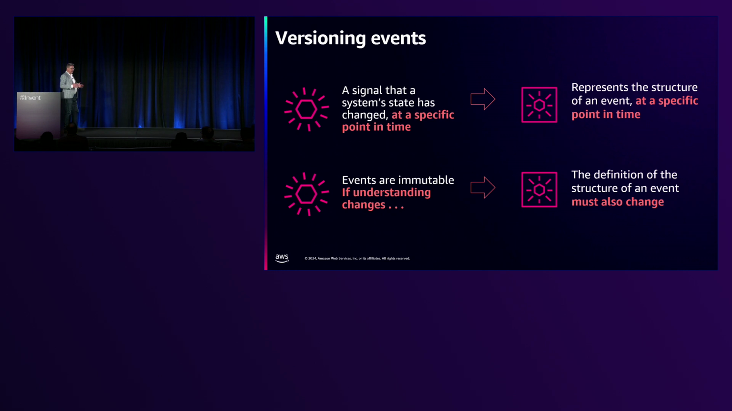Now, we've already defined the event as being a signal that a system state has changed. What's probably missing from this definition is the last bit, at a particular point in time, right? Now, if we start to think about how this is represented from a schema perspective, if our understanding of the event changes, then so should the structure of the event. It should represent the event at that point in time. So if events are immutable, therefore I need to create a new definition.